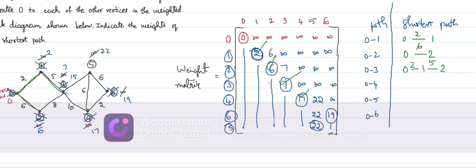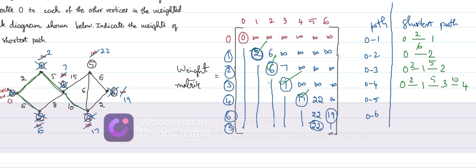So this is the shortest path, right? So how are we able to do that? 0 to 1 and 1 to 3 and 3 to 4. So 0 to 1, which is 2, 1 to 3, which is 5, and 3 to 4, which is 10. So it is 10 plus 5 plus 2, which is 17.